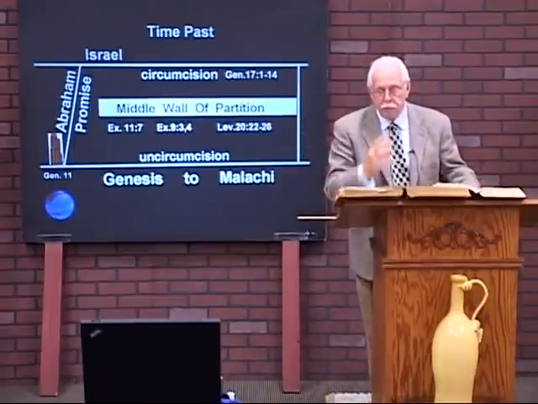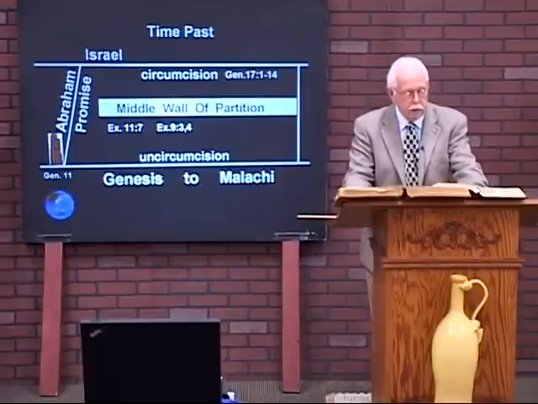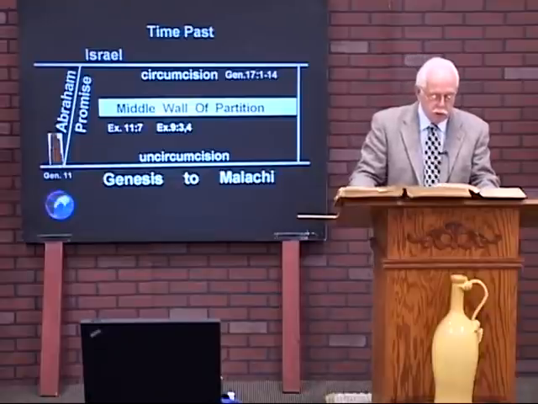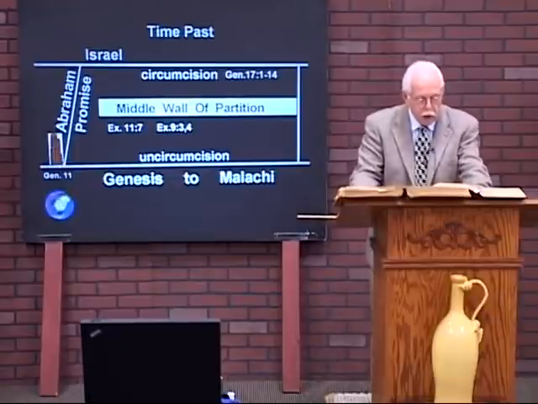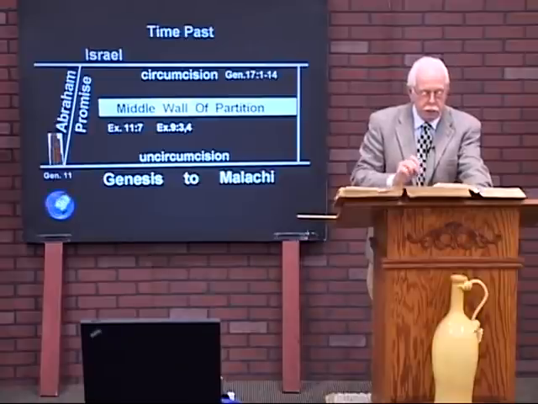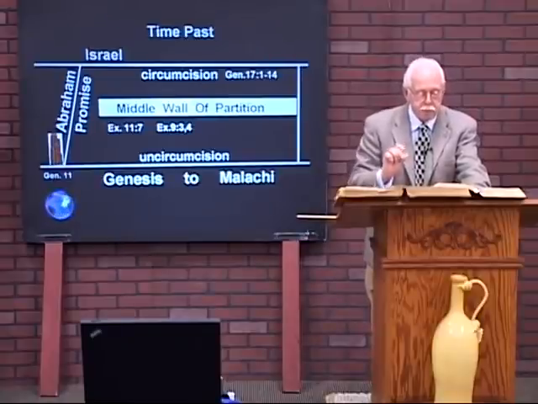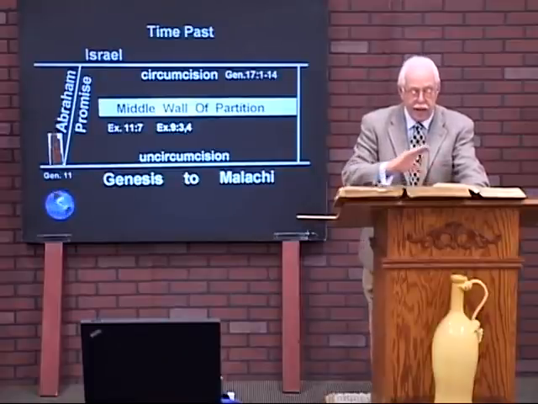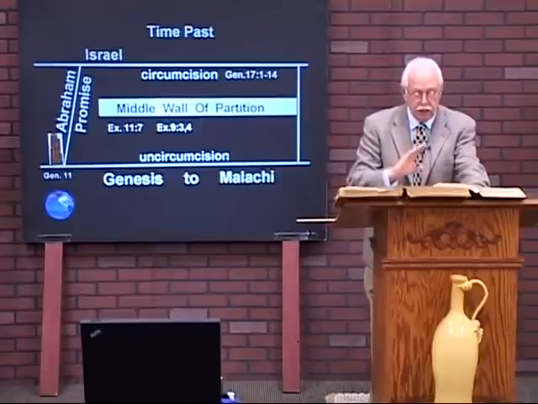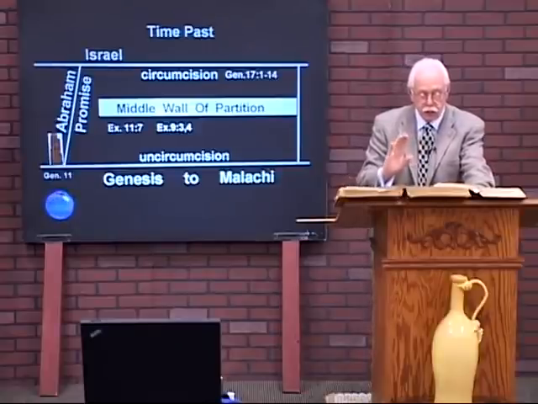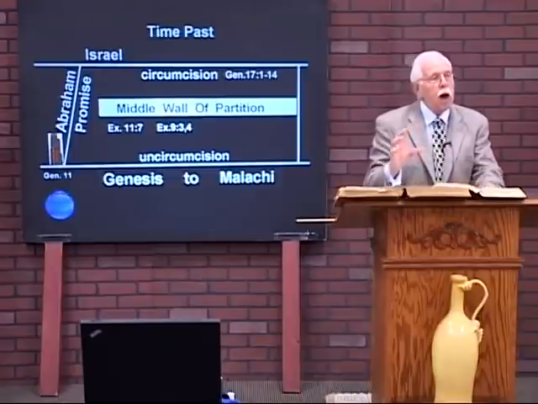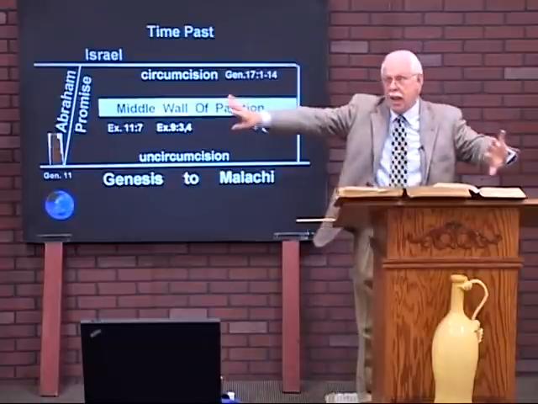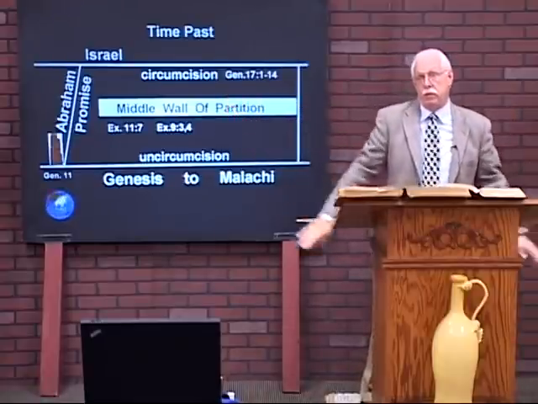Exodus chapter 9, verse 3. Behold, the hand of the Lord is upon thy cattle, which is in the field, upon the horses, upon the asses, upon the camels, upon the oxen, and upon the sheep. There shall be a very grievous murrain, and the Lord shall sever between the cattle of Israel and the cattle of Egypt, and there shall nothing die of all that is in the children's of Israel. So God even separated their animals. Not just Israel. He separated their animals from the heathen's animals.